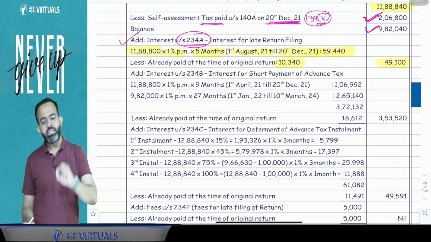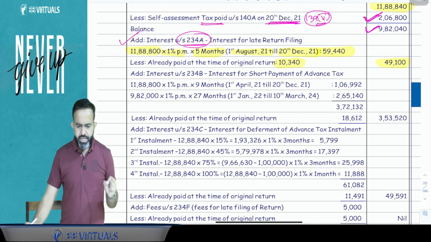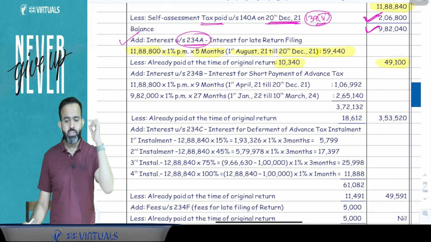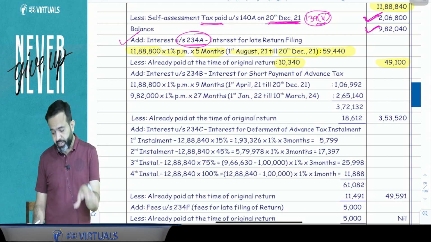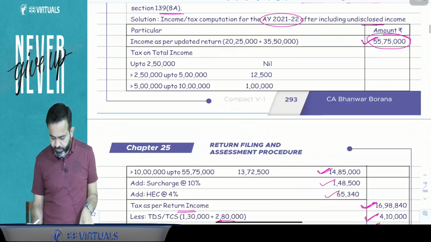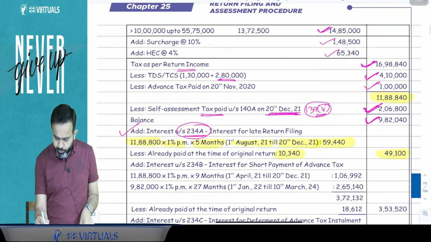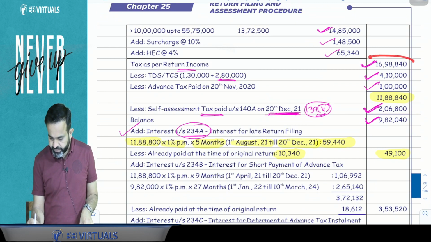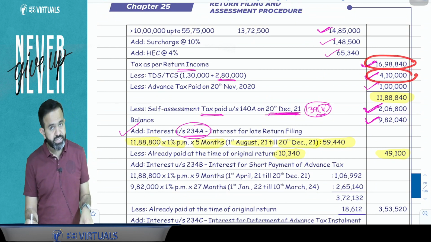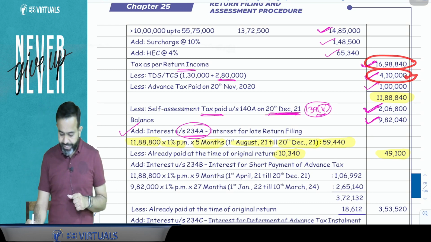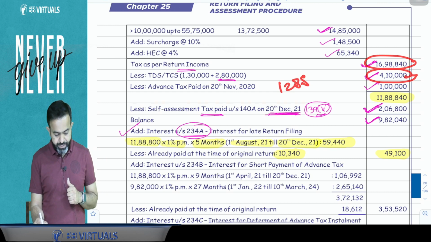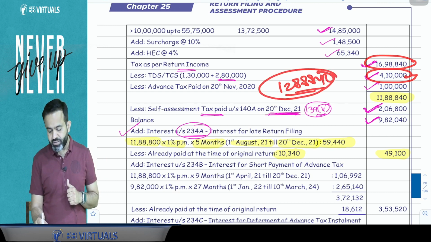Now second is interest under section 234B. Interest under section 234B is for the short payment of advance tax or non-payment of advance tax. Now guys, as per this updated return, you must pay the advance tax: 16,98,840 minus 4,10,000 as TDS. So the remaining is 12,88,840, which you must pay as advance tax.